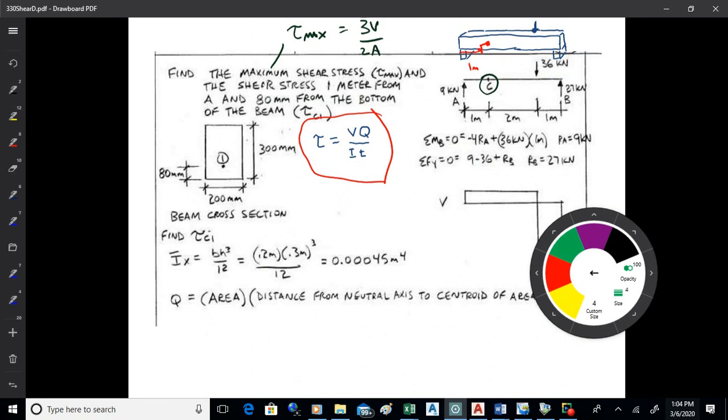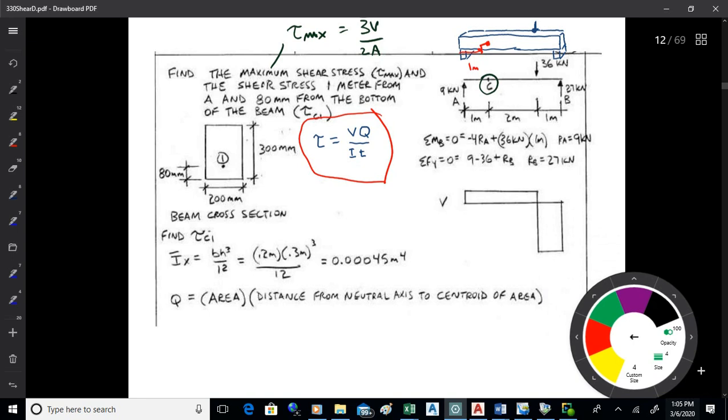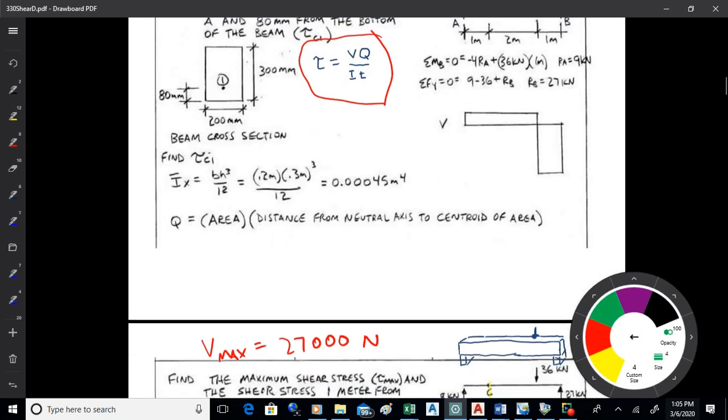All right, and then we went through an example here. Why don't we have a look at this again? What we've got is a beam loaded as shown, simply supported, with a 4 meter span. We've got a 36 kilonewton load at 3 meters from the left. We want to know a couple of things. We want to know the maximum shear stress, and also the shear stress at point C1. So C is 1 meter over from the left-hand support, and then point 1 is 80 millimeters up the beam, okay?